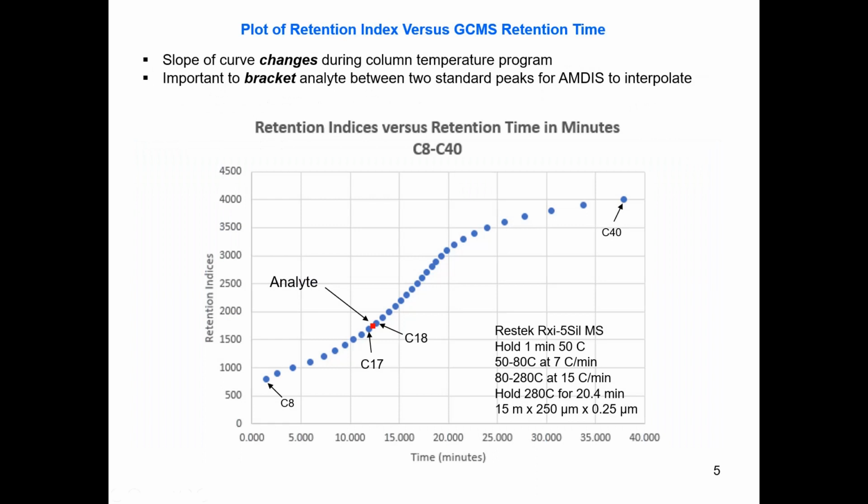Here I have plotted the retention index versus the GCMS retention time for the C8 through C40 standard. As you'll note below, the slope of the curve changes during the column temperature program. Therefore, it is very important to bracket the analyte between the two standard peaks for AMDIS to interpolate. You can see below that we were trying to interpolate between the C17 and C18 to determine the analyte, but you can note that the curve does change slope in this area versus the middle area versus the top, again showing the importance of bracketing. The GC temperature program is shown to the right of the slide.